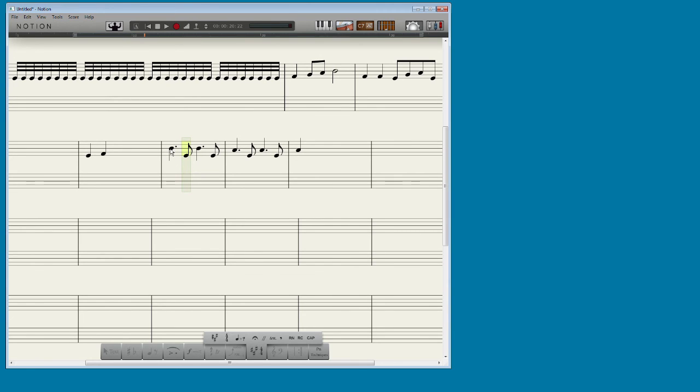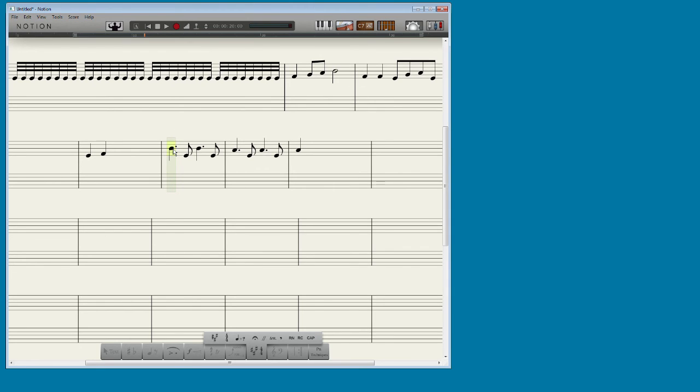So remember, each quarter note is worth two. So one, two, and then it's an additional one, three. So we're going to count one, two, three, four. One, two, three, four.